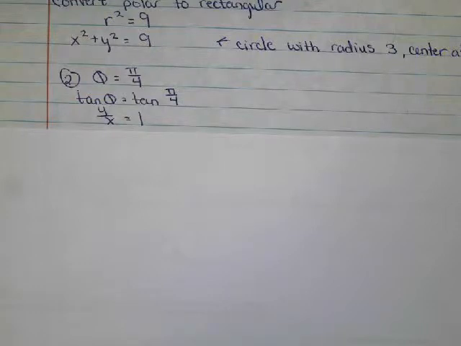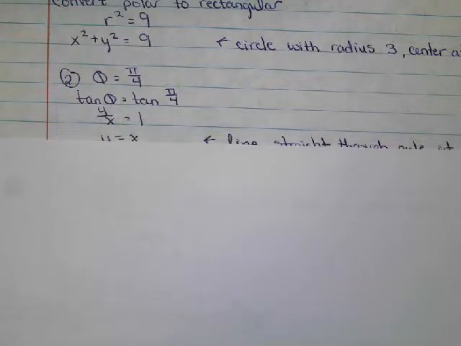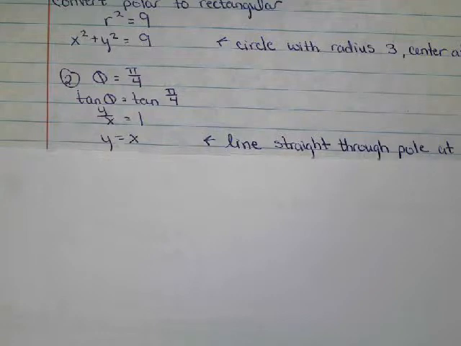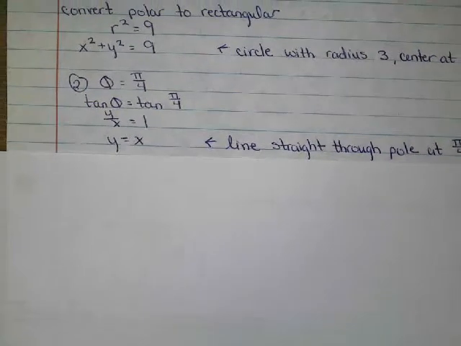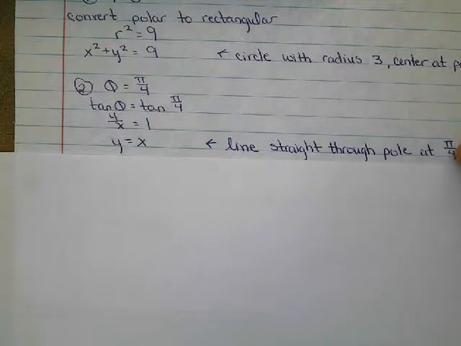Now that I have y over x equals 1, what I'm going to do is multiply both sides by x, so I can get y by itself. If I multiply both sides by x, I get y equals x. And that turns out to be a line straight through the pole at pi over 4. Let me zoom out a little bit. The reason it's at pi over 4 is because my angle was pi over 4.